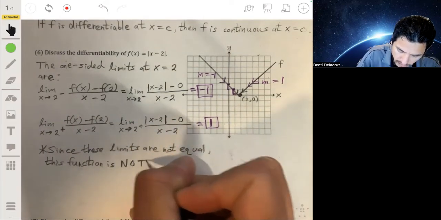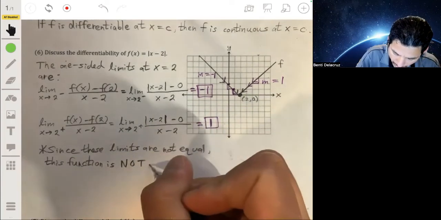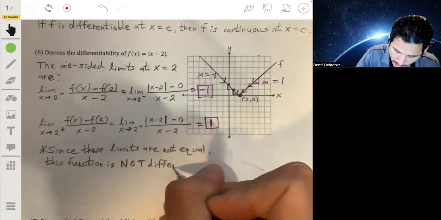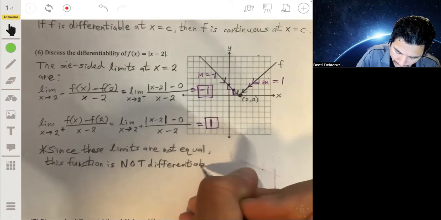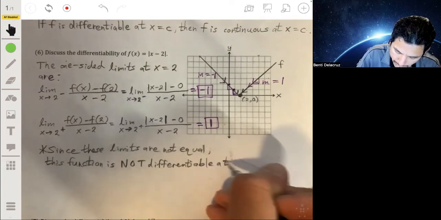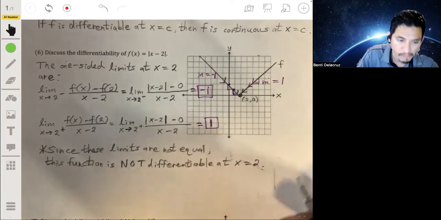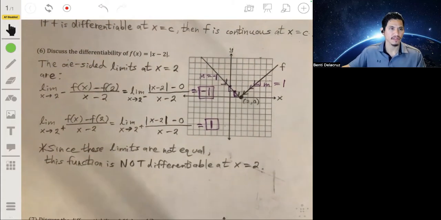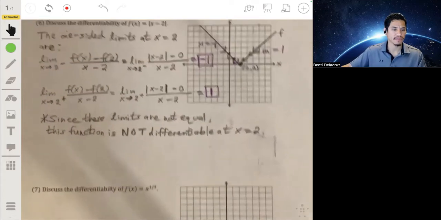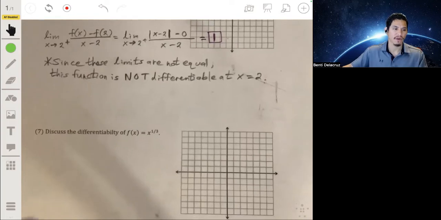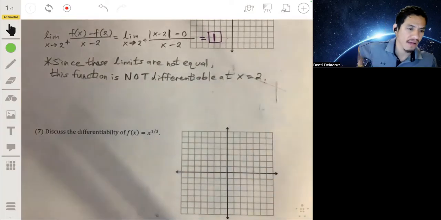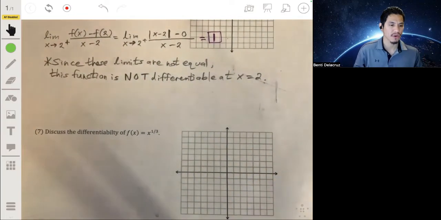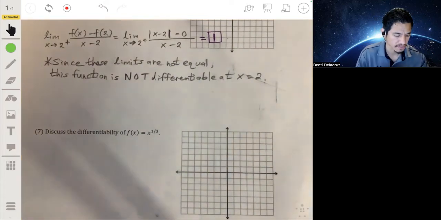Is not differentiable at x equals 2. All right, now let's look at one more case. And we're going to focus on the function f of x equal to x to the 1/3, the cubic function.